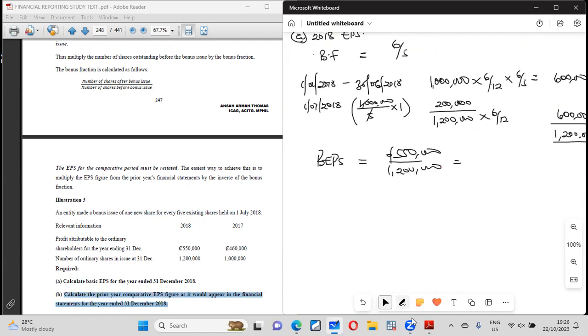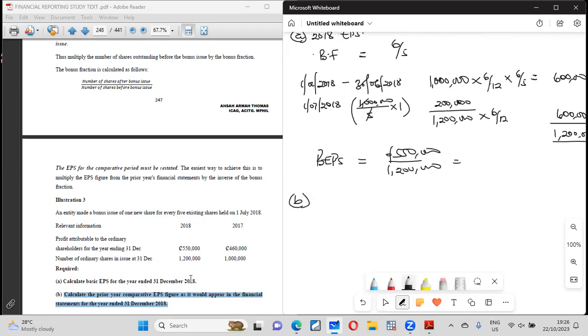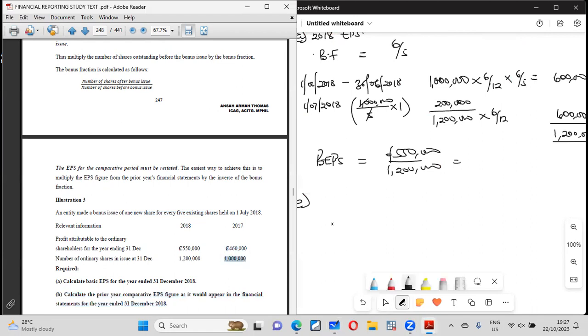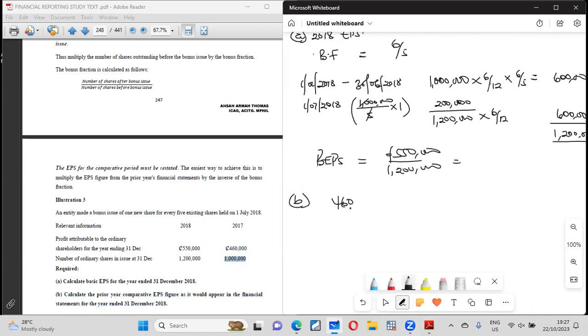Then when you finish, the B part said we should find a comparative. We said the comparative is multiplying the previous year's EPS by the inverse of the bonus fraction. So previous year's EPS is 460,000 over 1 million. And that gives us, I think, 0.46. So if we are to restate it, multiplying this by the inverse of this bonus fraction, it will be 5/6. So now get me the figures.